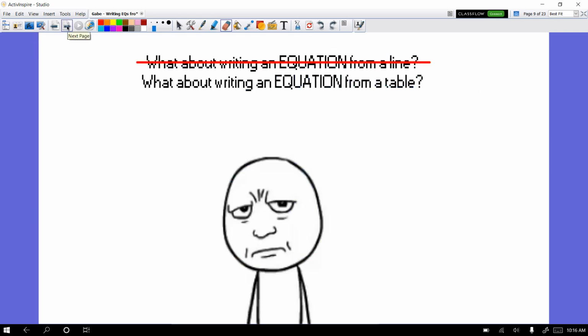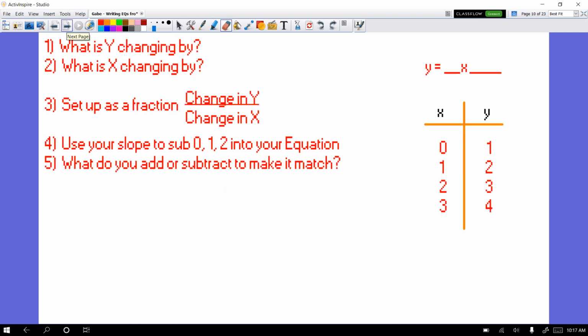Now, what about writing an equation from a table? So we made the line from an equation. We use the line to make an equation. Now, what about if we don't have a line, we're not making a line, and we're only given coordinates? There's 5 steps, and this is going to be the same exact procedure every single time. Like, that's not going to change no matter what problem you're given. If you're given coordinates, this is what you do. What is y changing by? Here's what that looks like.